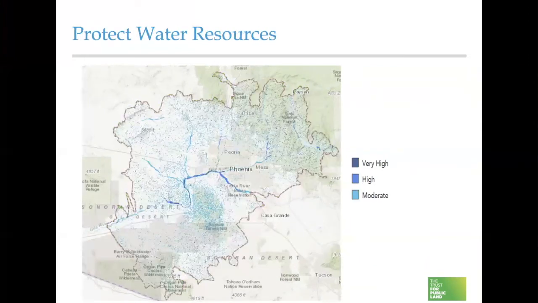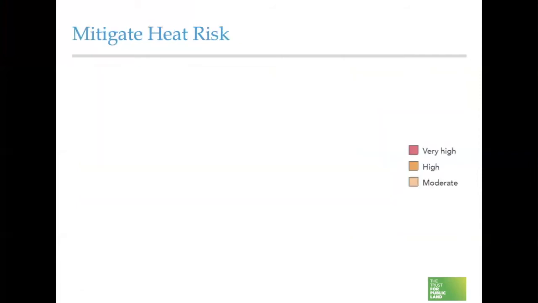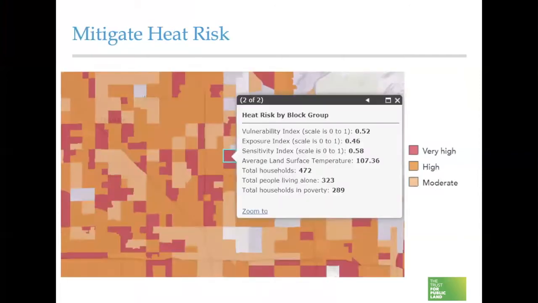Here's our protect water resources layer and an example of a mitigating heat risk. Obviously, this one is zoomed in. The other two we're looking at our full study area, which includes Maricopa County and associated HUC 10 watersheds. This is zoomed in to show the city and also some parcel level, neighborhood level differentiation among different block groups, as you can see here.